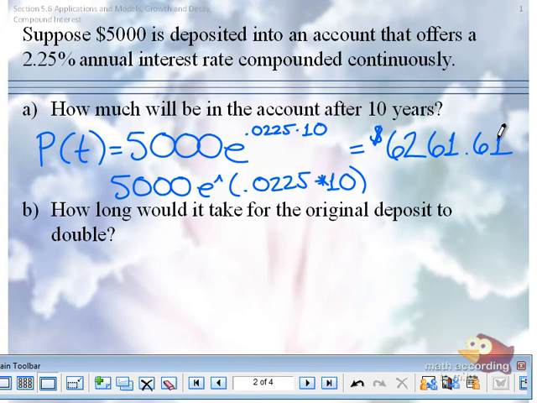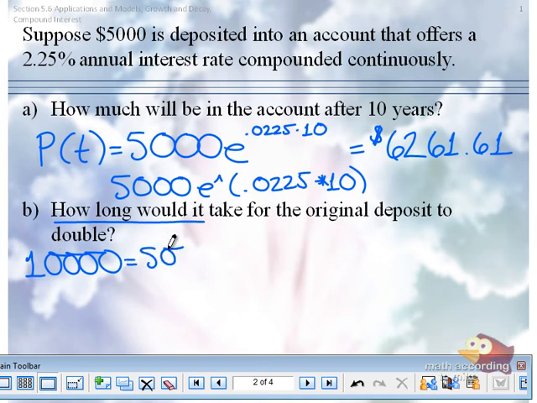Part B, how long would it take for the original deposit to double? By asking how long would it take, what variable are we solving for? t. So what's the setup going to be? Yep. So the amount of time t, since we want to double it, that means our P of t would be 10,000 is equal to, go on. Yep. Very good.